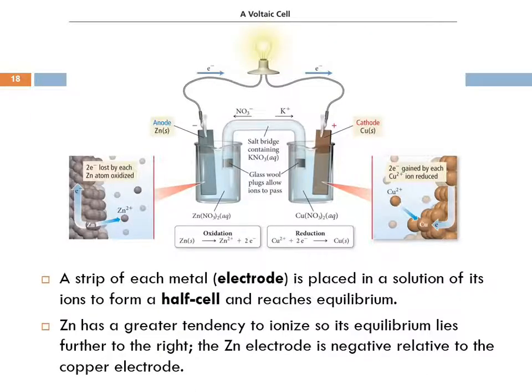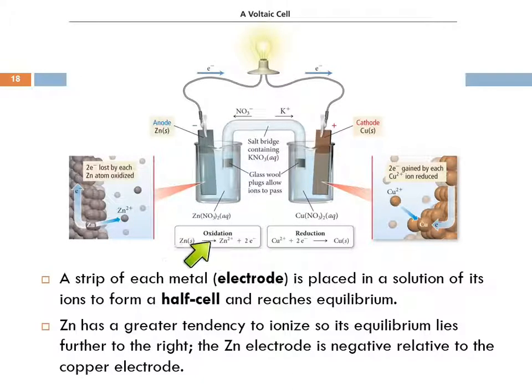So here's an illustration of a voltaic cell. Here we have a strip of zinc metal in a solution of zinc nitrate. Nitrate is a common anion because all nitrate compounds are soluble, so that's always good. So we've got a strip of each metal, those are called electrodes, placed in a solution of its ions to form a half cell. So we've got the zinc in zinc nitrate, we've got copper in copper 2 nitrate.